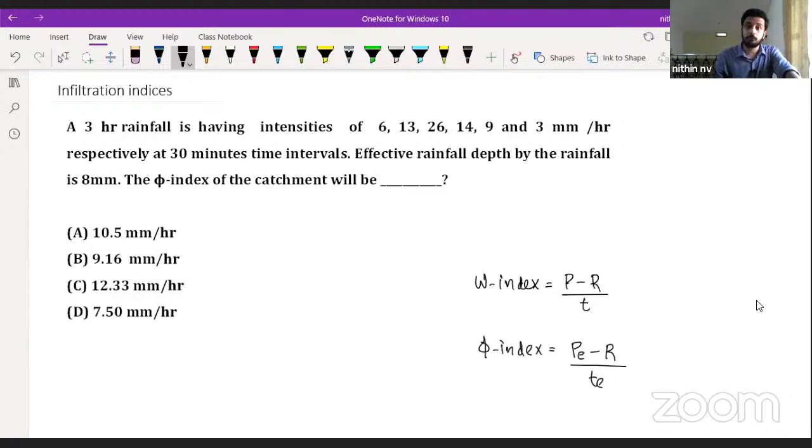If it is a uniform rainfall, that is, throughout, if the intensity is constant, then both phi index and W index will be the same. Directly we can calculate the value. But whenever the rainfall is non-uniform, that is, the intensity keeps on changing, we have to make some changes to calculate phi index, right?